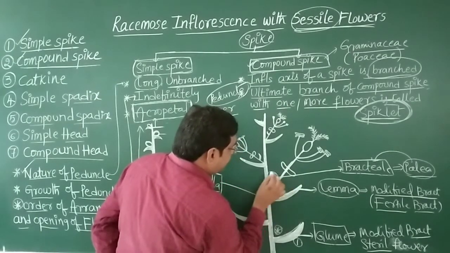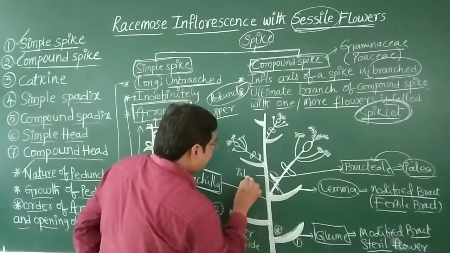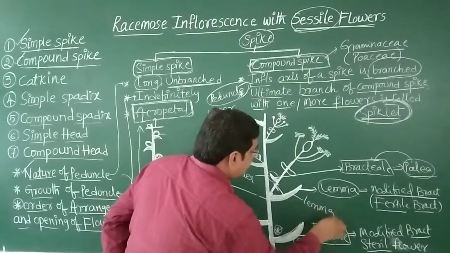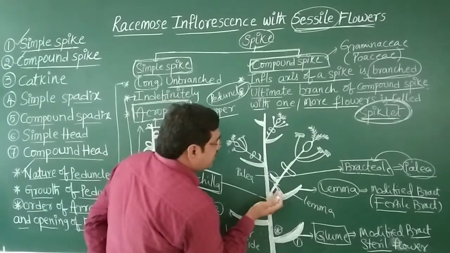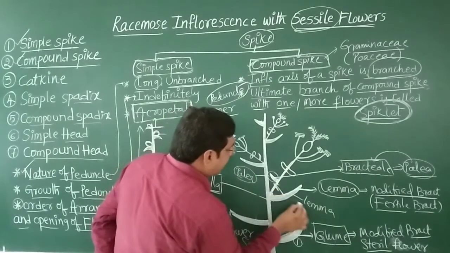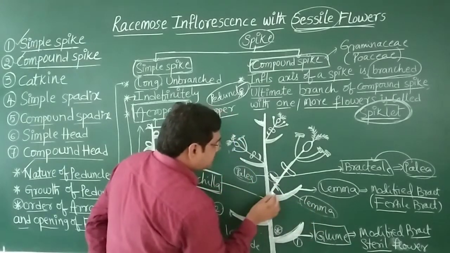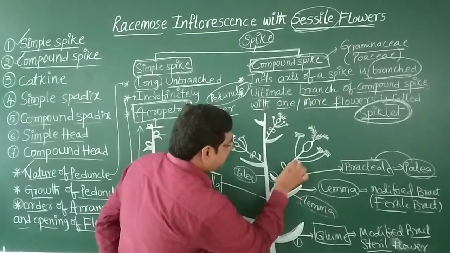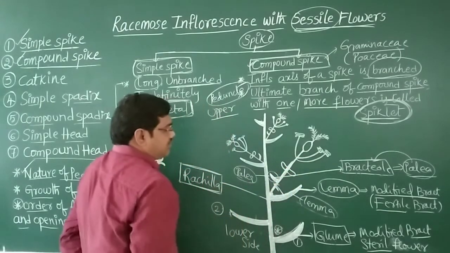This is the palea. This is the lemma. So the flowers oscillate between the palea and lemma. This is the flower.